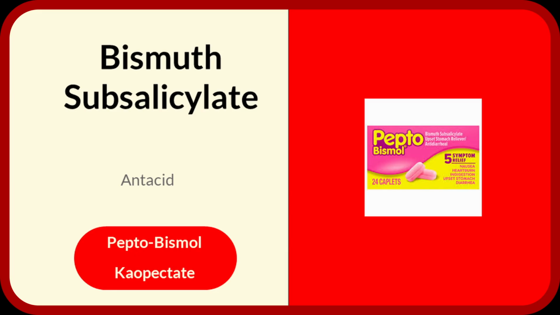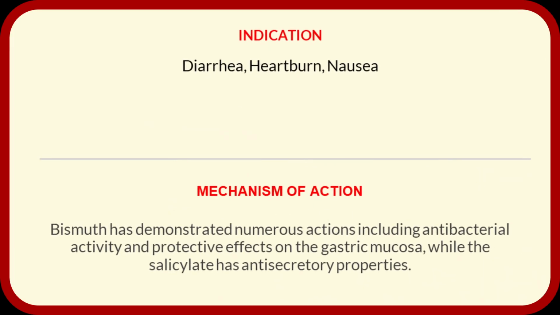For antidiarrheals, we have bismuth subsalicylate. Again, Pepto-Bismol is used for diarrhea and nausea. For diarrhea, it works by exerting antimicrobial and antisecretory properties.